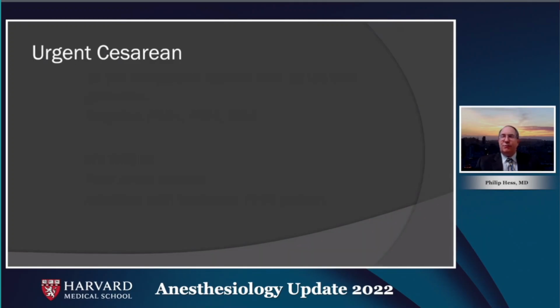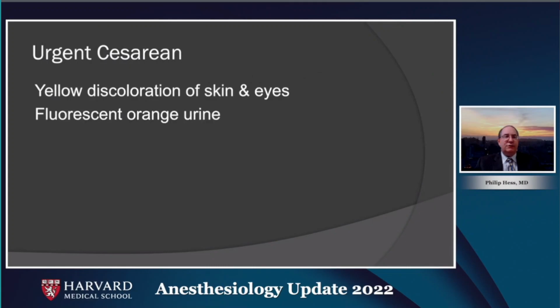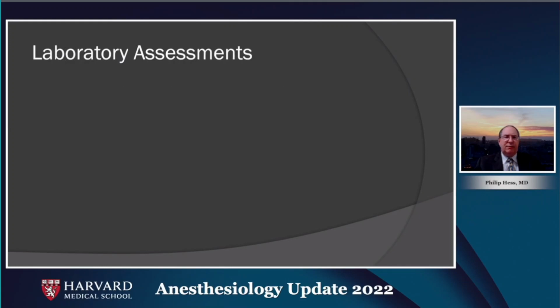The obstetrician said we had to go to urgent cesarean delivery, and when we entered the operating room, we noted that she had bright yellow discoloration of her skin and eyes and fluorescent orange urine when the Foley catheter was placed. After delivery, she had diffuse bleeding, which was very difficult to stop.